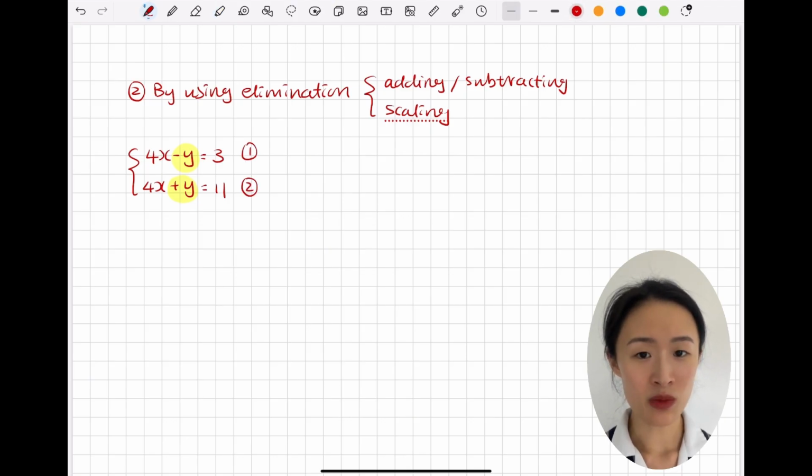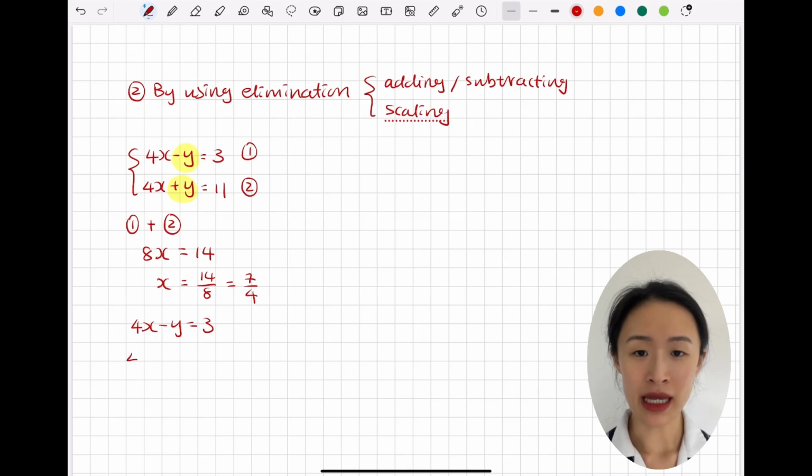I added the first one and second one together, and I'll see 8x is equal to 14. So x is going to be 7 over 4. It's much easier than before. But to work out y, it's the same. We just need to substitute x into one of the equations, and then we find out y is 4.